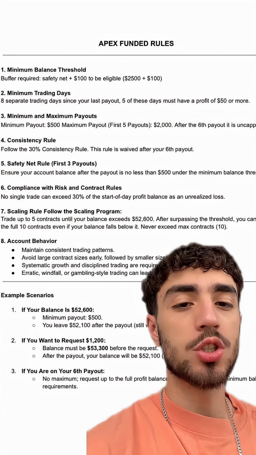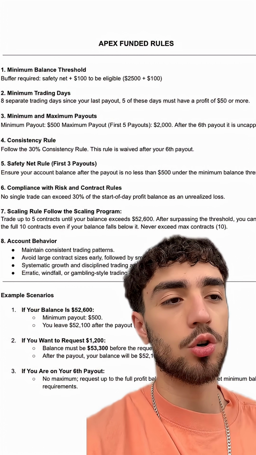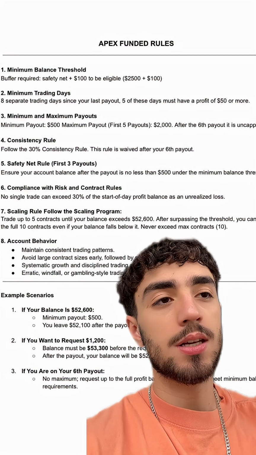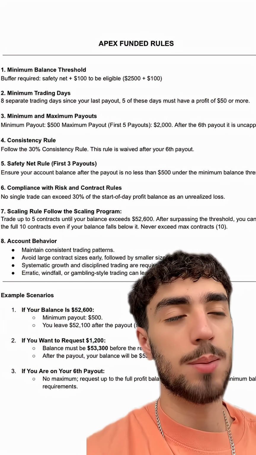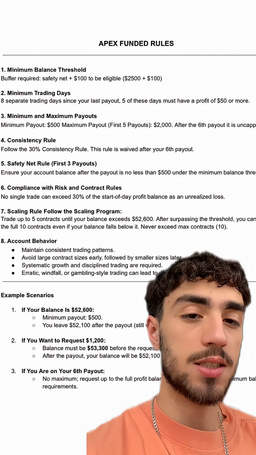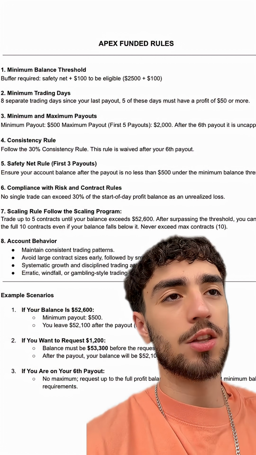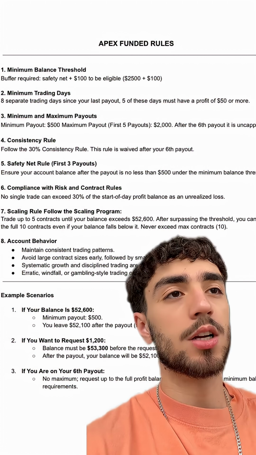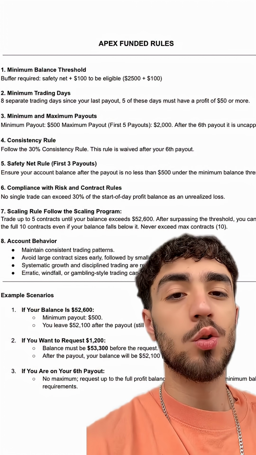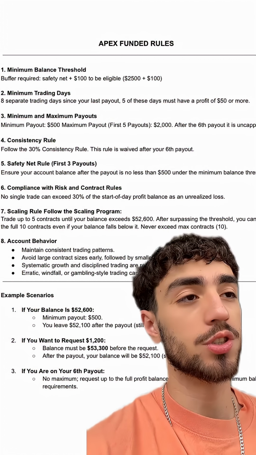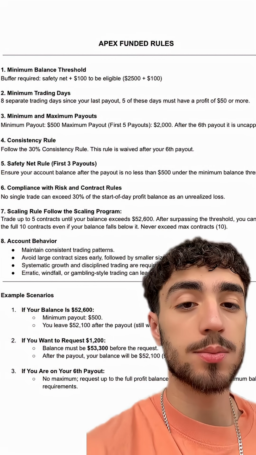Now most of these you can just simply read. The minimum balance threshold is how much you have to leave in your account after payout. Then you also have the minimum and maximum payout, minimum 500, maximum 2,000. This is simulating a 50K account. And then you have some pretty obvious stuff like the 30% negative P&L rule, and the contract scaling, which basically says you can only trade with 5 contracts until you get a buffer. Then you can use the max, which is 10. Don't go more than the max. And then you have that generic account behavior stuff.